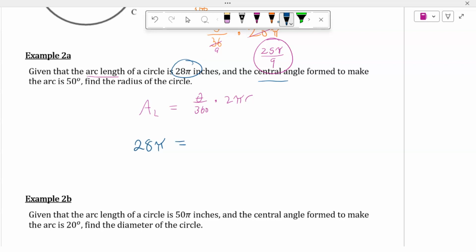The central angle is 50 degrees. So again, it's going to be 50 out of 360 times 2 pi. I'm actually going to leave r as a different color because notice now we're finding the radius. It wants us to work backwards. So it's kind of like a puzzle. We're plugging in the answer, and then we have to get r all by itself. So there's several ways to do this.